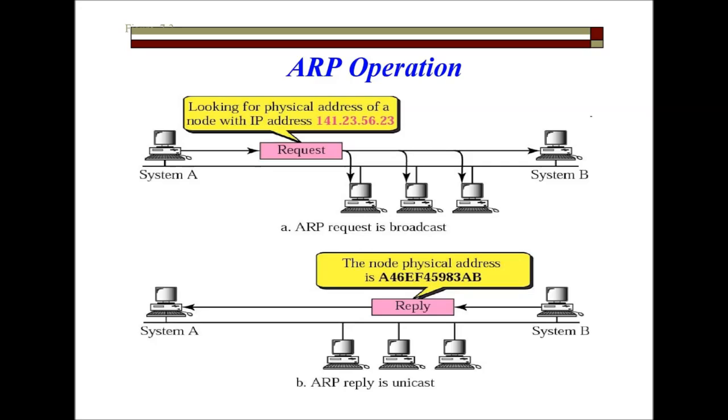In the second diagram, diagram B, ARP reply is unicast, and you can see the reply from a specific device. The node physical address is A46EF45983AB. As I have told earlier, the physical address is in the form of a hexadecimal number, and this is a 48-bit address. Every device will listen to the ARP broadcast request, but only the device with IP address 141.23.56.23 will reply about that request. So in this way we can find the physical address of a specific device.